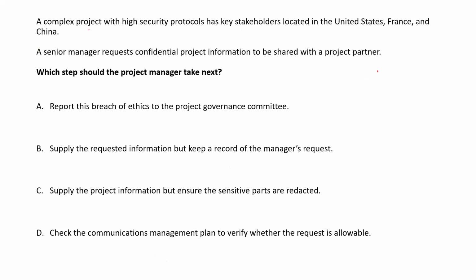Okay, a complex project with high security protocol has key stakeholders located globally. A senior manager requests confidential information to be shared with a project partner. I think communication management plan and a stakeholder engagement plan should be the answer, but let's go and find out. You do it and then I will help you. Look, by reading the question, your instincts should start giving you the hint.